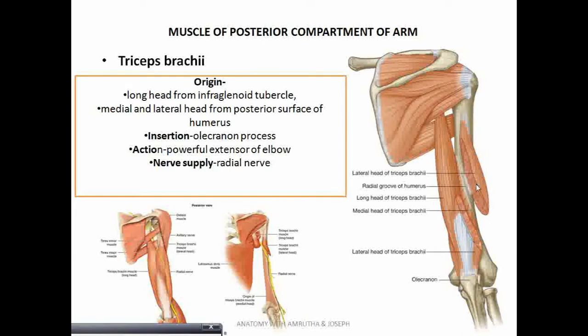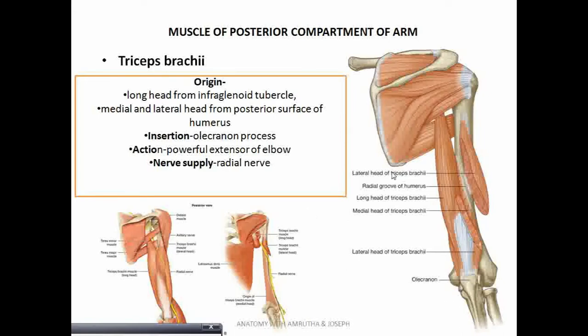Okay, let's talk about the lateral head. Lateral head originates from the posterior surface of the humerus. Below that, the medial head also originates, which is very deep. Here the lateral head is cut to show the medial head deeper. Long head, lateral head. When the lateral head is cut, the deeper aspect, the medial head, can be seen. Also the radial groove of the humerus can be seen here.